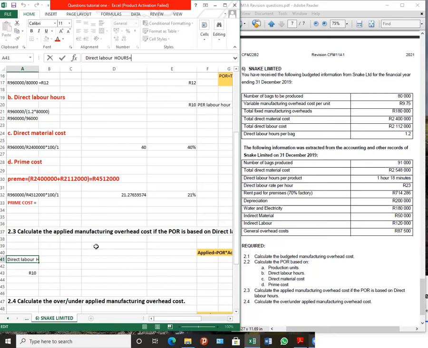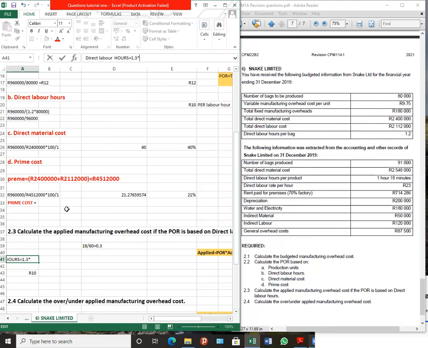Let me do this here. 18 divided by 60 is equal to 0.3, ne? And then we have 0.3, which means we have how many hours? 1.3. 0.3 plus 1 is equal to 1.3, ne?